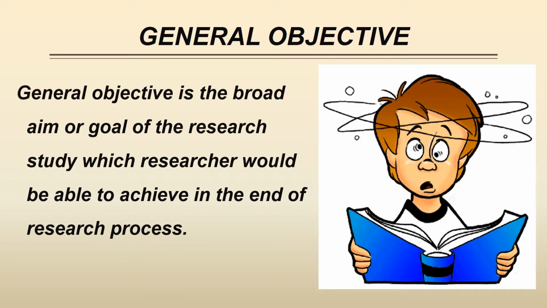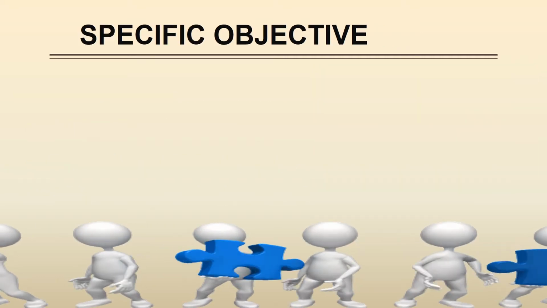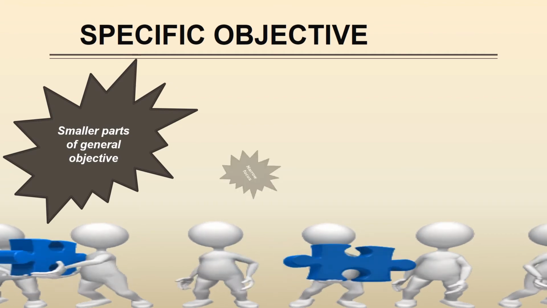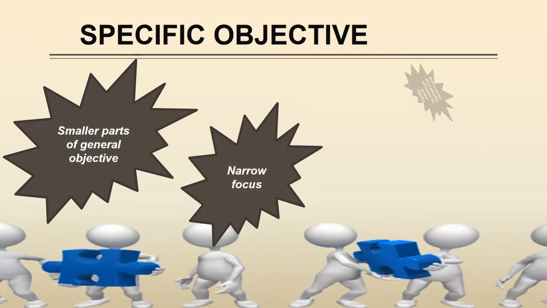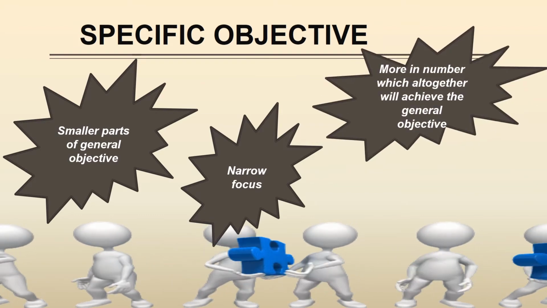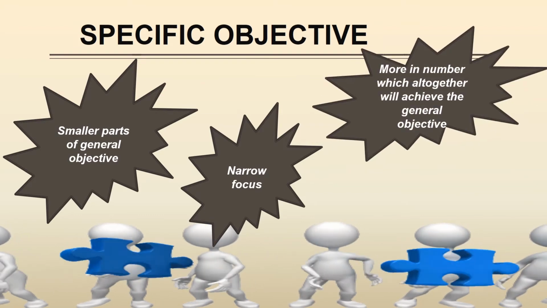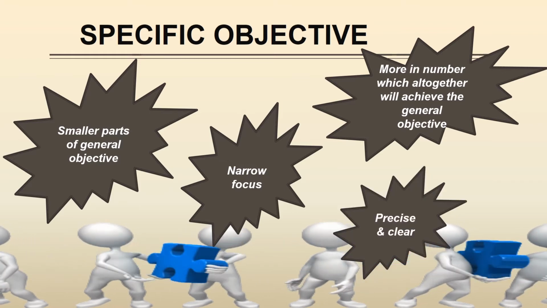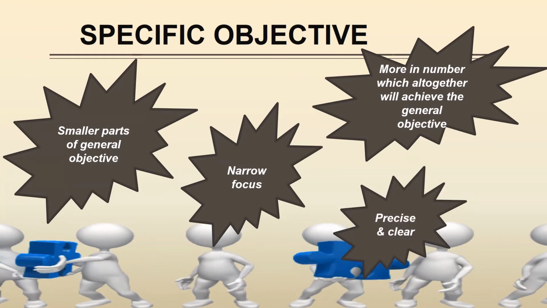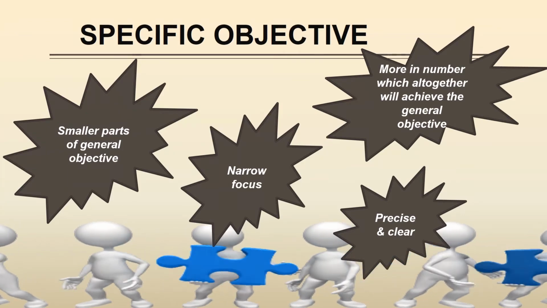General objectives can be broken into smaller parts to form the specific objectives. The specific objectives are short-term with a narrow focus. The specific objectives are more in number and altogether will achieve the general objective. The specific objectives are more precise and clear in terms of what exactly will be done in parts to achieve the overall aim of the study.